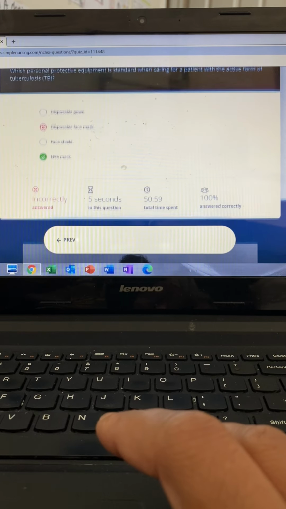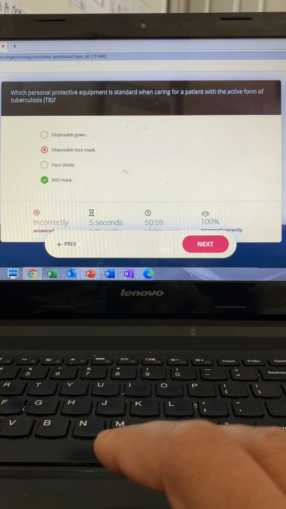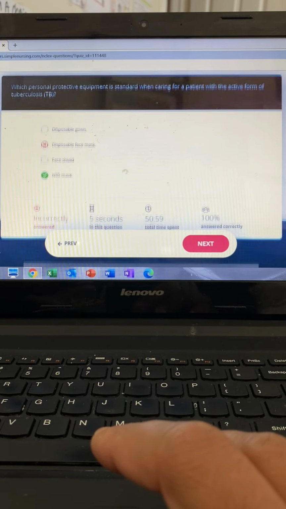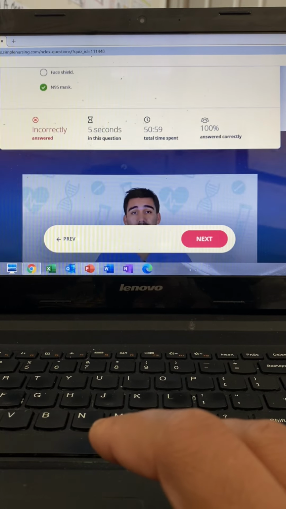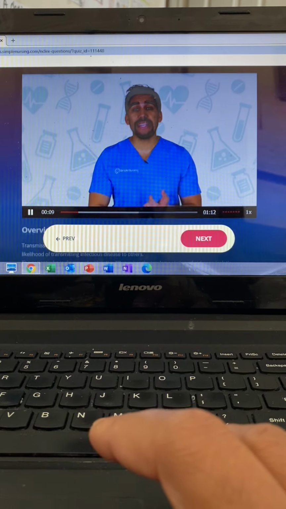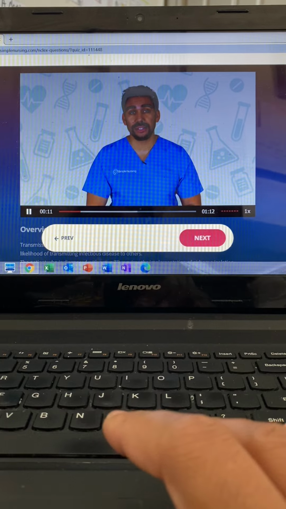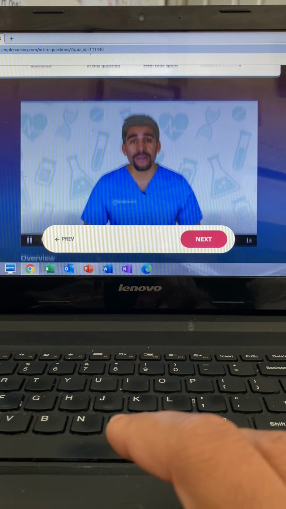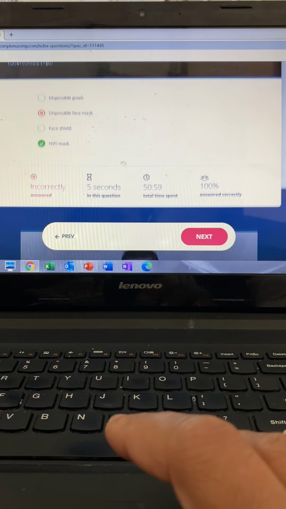Now, using our 3 steps, let's break this down. So this question is asking for standard PPE to use for the key problem. Guys, the patient has an active TB or tuberculosis infection. So we're thinking airborne infection, you need an N95 mask.